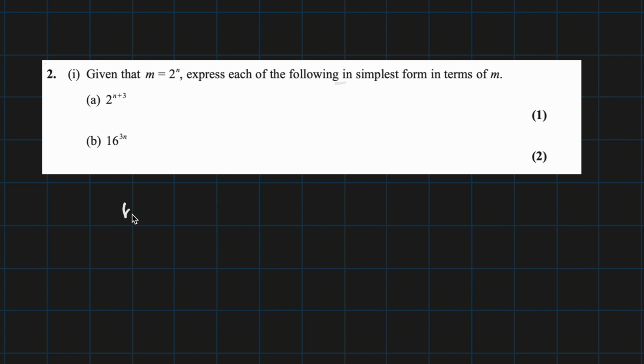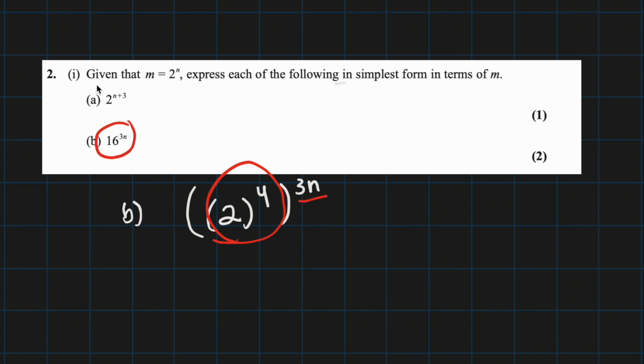Now part B. 16, but I have 2. So can I write 16 as 2 to the power something? Of course I can. 2 to the power 4. This is 16. Whole thing to the power 3n. 16 to the power 3n. Same thing. Now, can I rewrite this? This will be 2 to the power 12n.